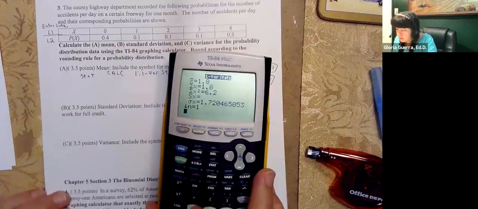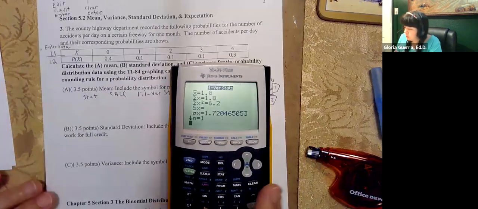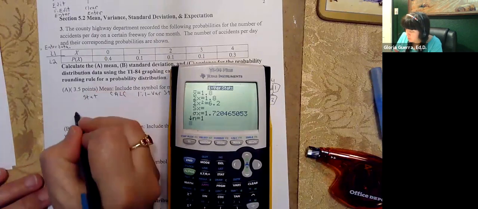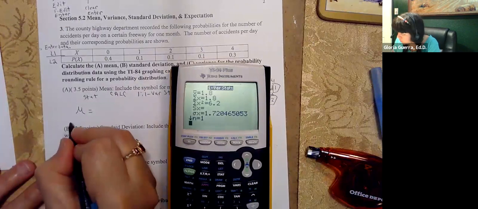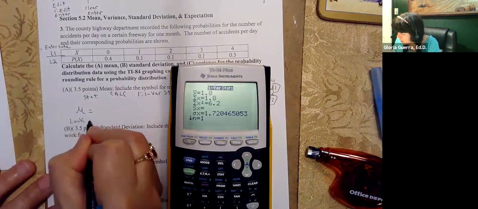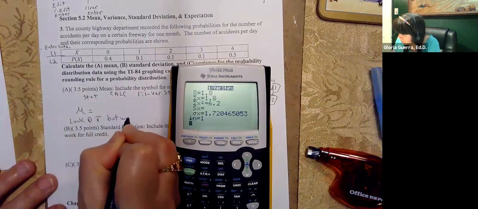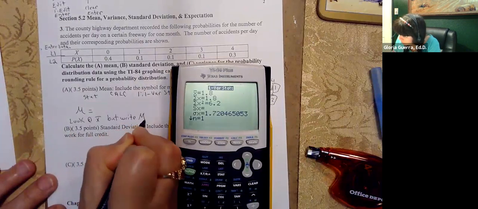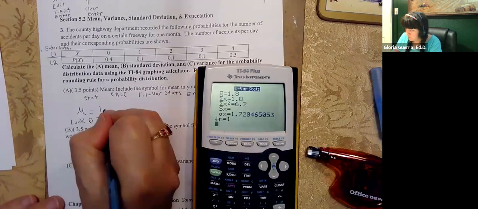Okay. And then do you see how it shows X bar? But you're not going to write X bar for the mean. Remember, you're gonna write mu. Okay, so you're gonna look at X bar, but you're gonna write mu. Okay, for your mean, and then it gives you 1.8.